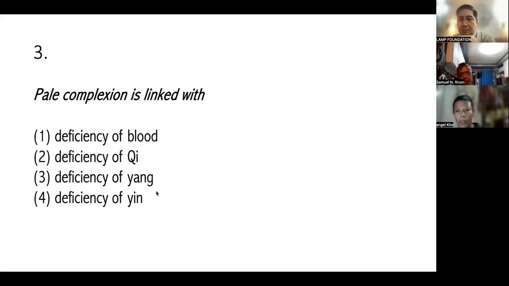What is the difference between the yang deficiency tongue and the blood deficiency tongue? Yang deficiency lacks heat. You said earlier that the tongue is moist in yang deficiency. Blood deficiency, Doc, the tongue is dry. Okay, dry and thin. Yes po. Okay. Good. Let's go to number 4.